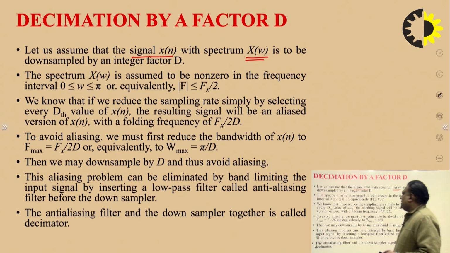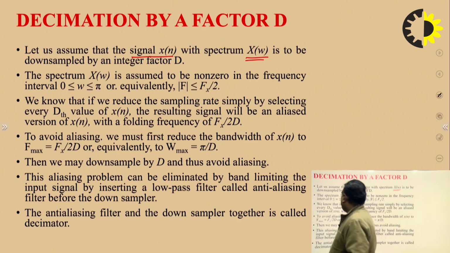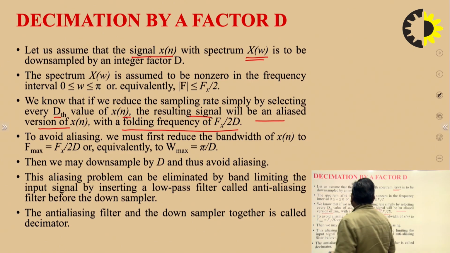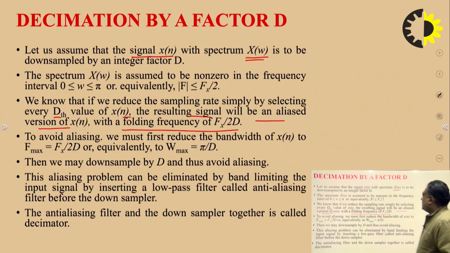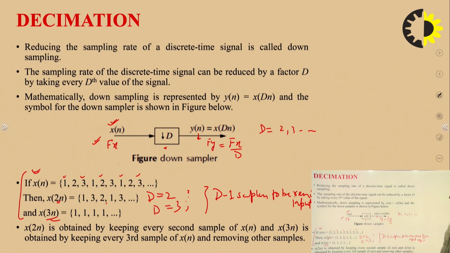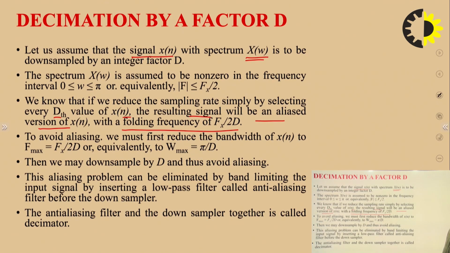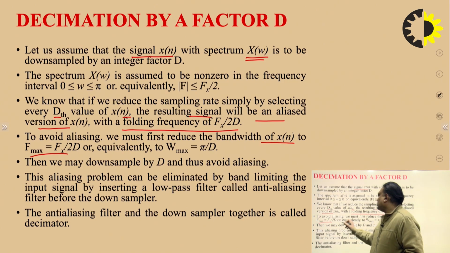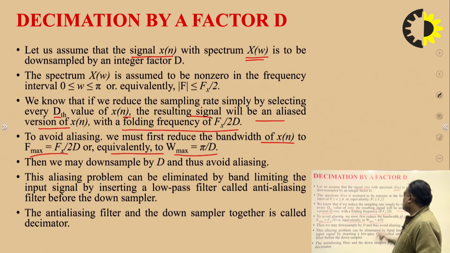We know that if we reduce the sampling rate simply by selecting every Dth value of x[n], the resulting signal will be an aliased version of x[n] with a folding frequency of Fx by 2D. Okay, so if we directly downsample this signal, it will lead to an aliasing effect. So to avoid aliasing, we must first reduce the bandwidth of x[n] to Fmax equals Fx by 2D, or equivalently to omega max equals pi by D.